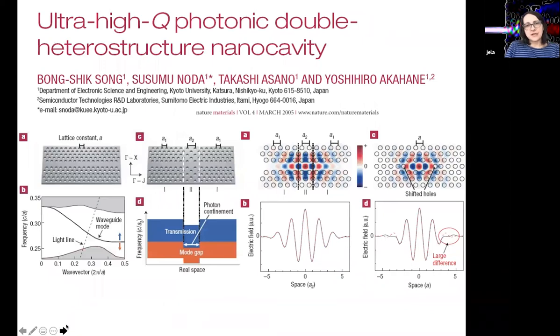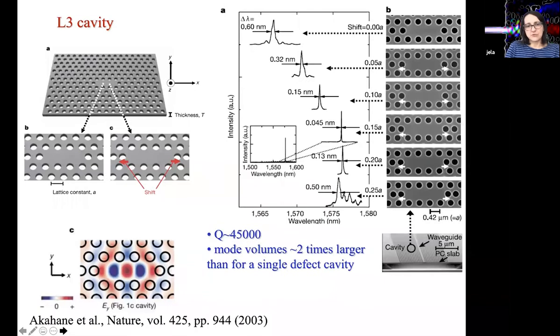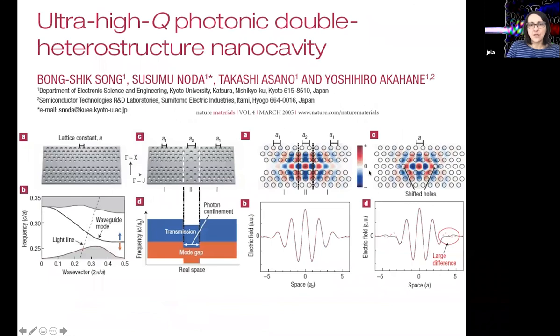And of course, then from the same group, the group in Kyoto, Susumu Noda's, I showed some of their early work with acceptor type cavity. This is the L3 cavity, where they improved the Q factor to around 45,000. Here they changed the cavity somewhat. So this is a double heterostructure cavity.